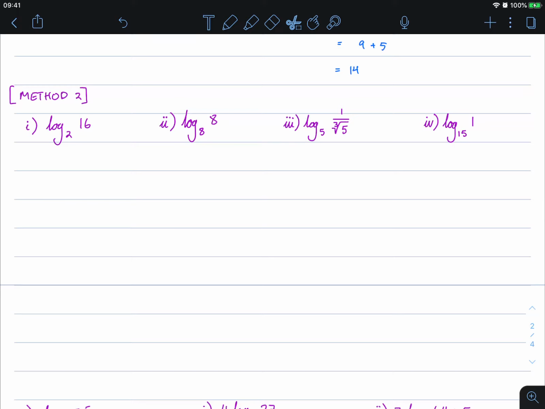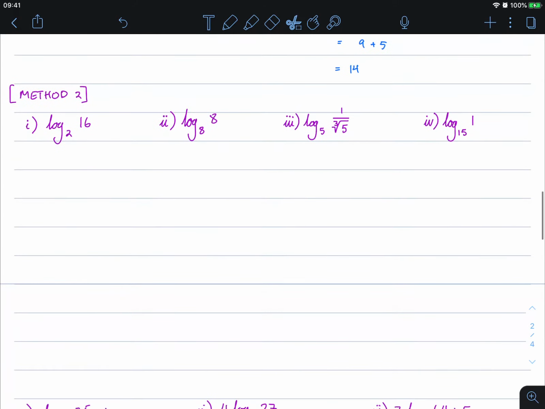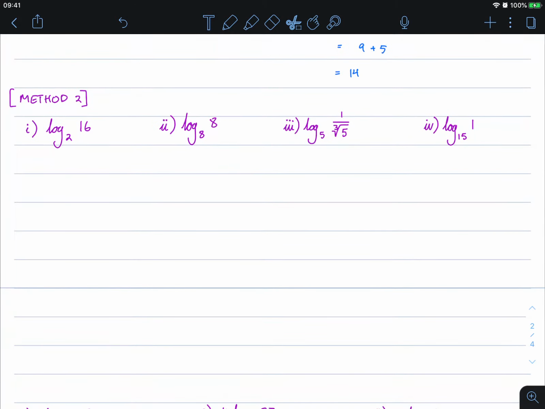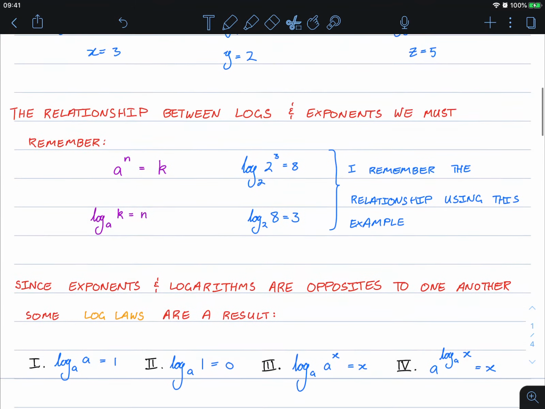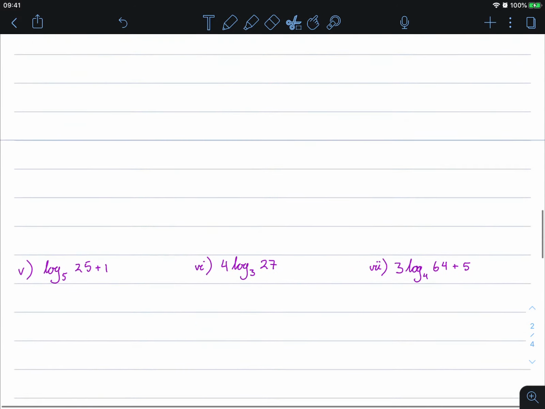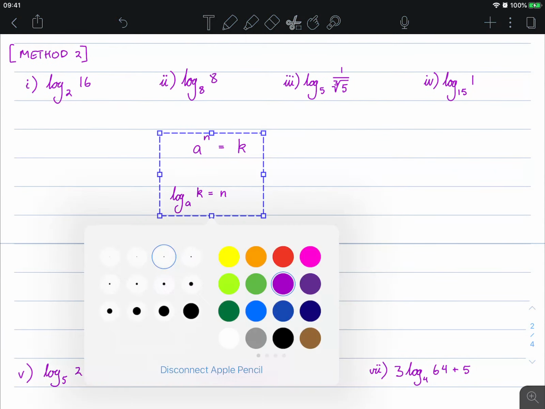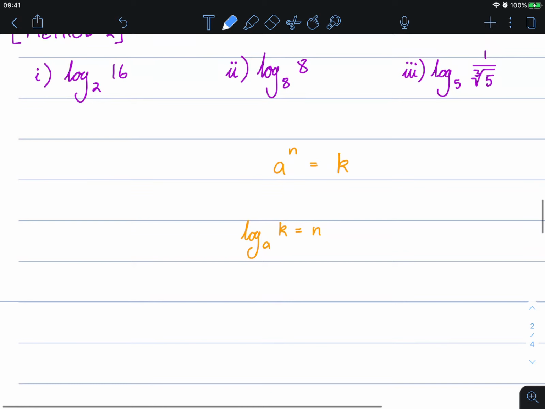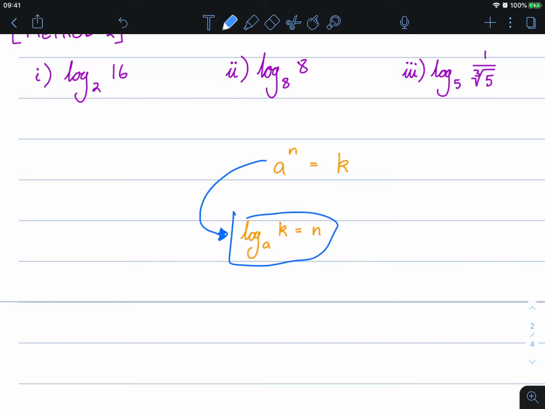Alright, so this is a second method in evaluating logarithms in an alternative way. This is not as conventional, but it utilizes the definition of a logarithm. Let's go back to it here. So we know that we can go from the index form to the logarithm form, but we should also be able to go backwards, which is what we're going to be doing for this method.